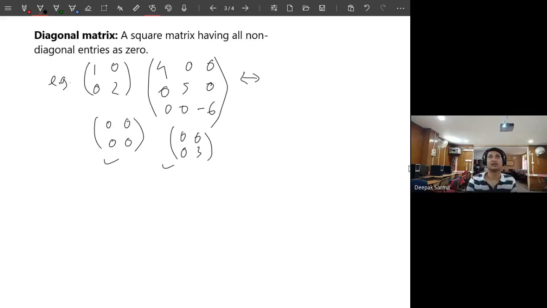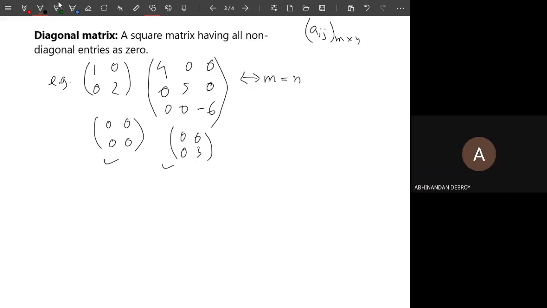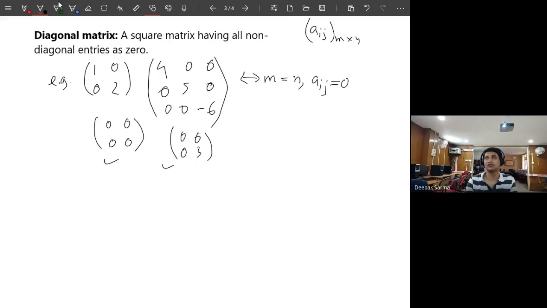Okay. Now symbolic. The symbol was Aij, and it is n cross n. So what is the condition here? Because it is a square matrix, you can see I have written it should be a square matrix. The first condition is m should be equal to n. Then for every i not equal to j, the element should be 0. So Aij equals 0 for all i not equal to j.